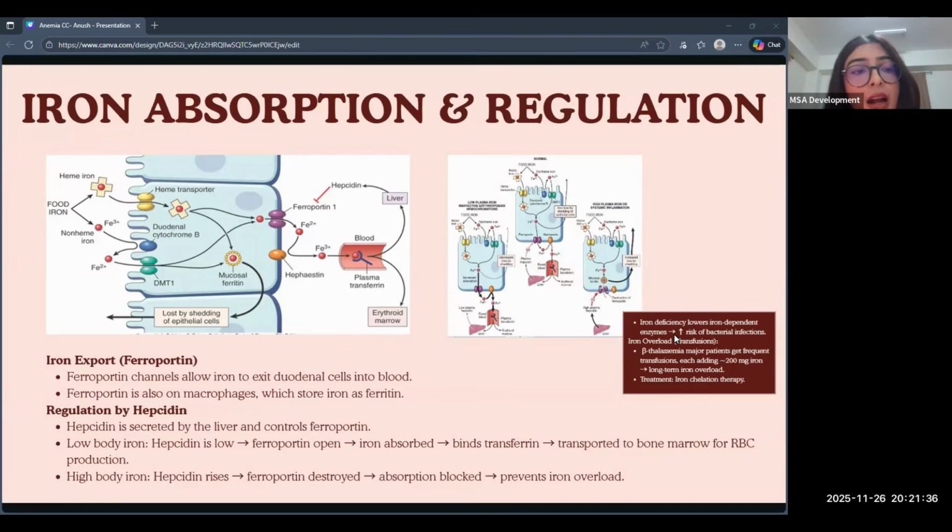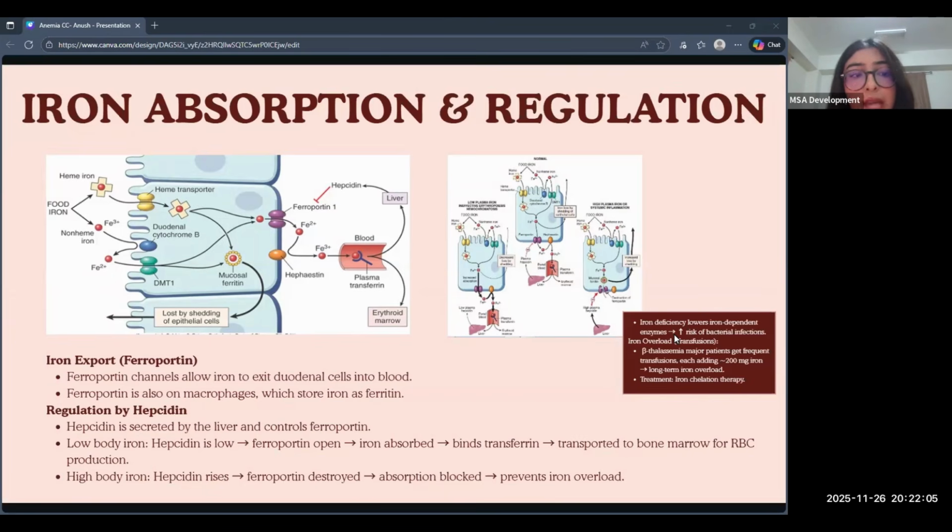So hepcidin, the function of it destroys the ferroportin channel if the body iron is too high. Okay, I want you to remember this, it's very important. So if there's low body iron, that means that our body does not have enough iron, the hepcidin is basically inactivated and the ferroportin channel is open. The iron is absorbed and then it binds transferrin and it goes to the bone marrow for RBC production.